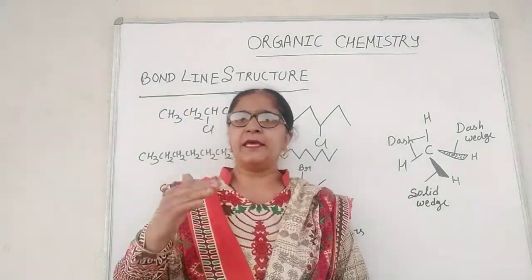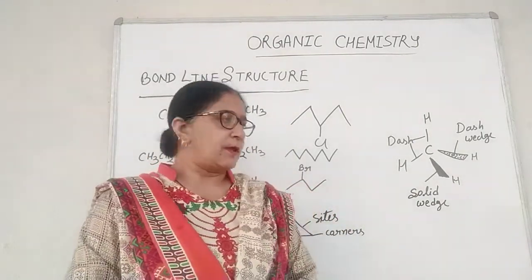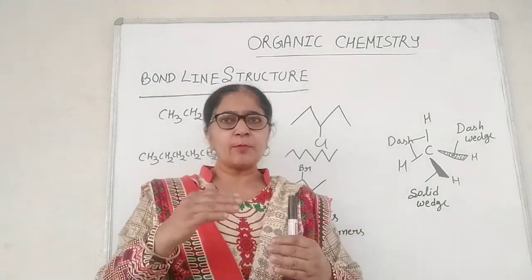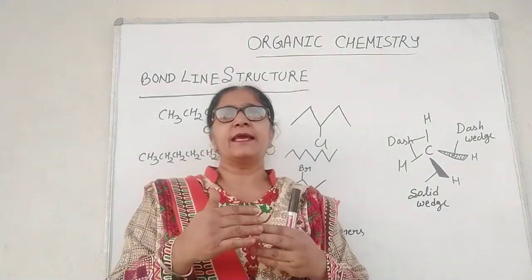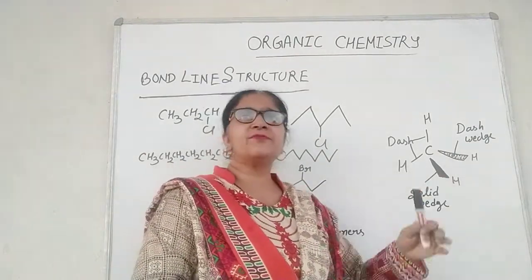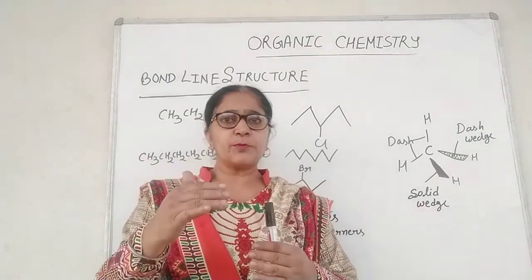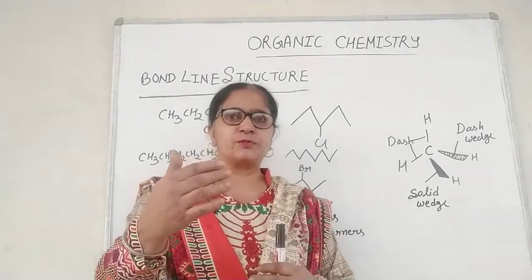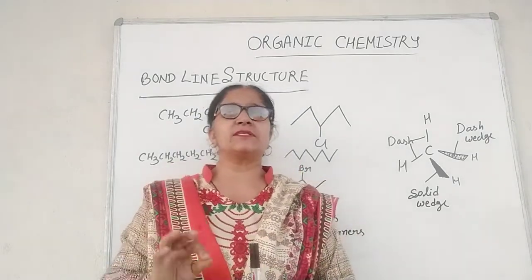A dash is used to mean that the bond is in the plane of the paper. A solid wedge means that the bond is projecting out of the paper and towards the observer. And a dash wedge is used to mean that the bond is projecting out of the paper and is away from the observer. The 3D means three-dimensional.